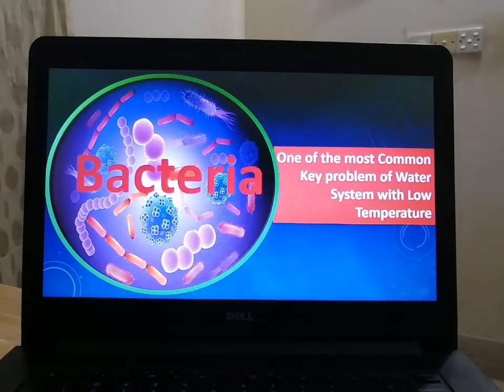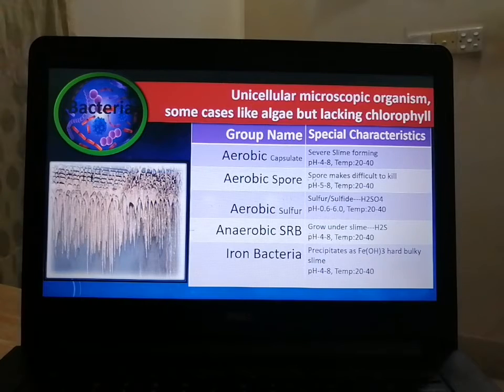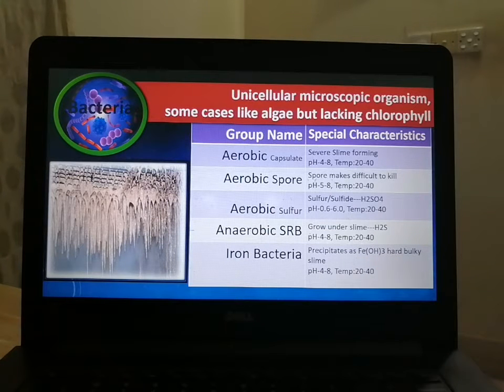So we discussed a bit about the different groups of bacteria, and for a couple of minutes I will just review them. We understand that there are five major categories of bacteria that are very common in our systems, especially cooling water systems, where the temperature is 40 to 45 degrees maximum. We found the favorable temperature for these five groups of bacteria is 20 to 40 degrees centigrade, and the pH is mostly 4 to 8.